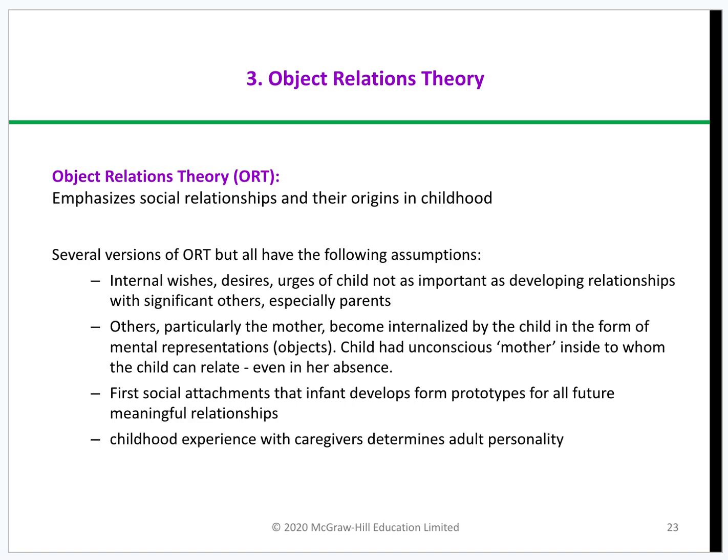Object relations theory. So the object is the internal mother. This theory emphasizes social relationships and their origins in childhood. The child develops, through the relationship they have with their mother, this internal representation of their mother, the object, the unconscious mother within. And that child relates with this mother, and the kind of relationship that it develops, how it sees the mother, how it relates to the mother, forms how the child relates to other people.